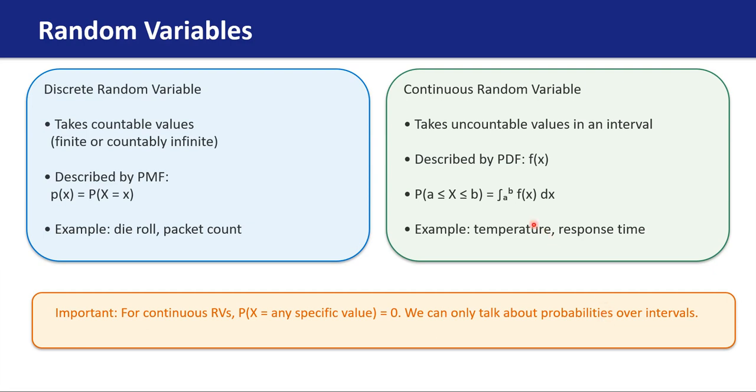Instead, P of a less than or equal to X less than or equal to b equals the area under f of x from a to b. In this case, you may ask, why is P of X equals 3.5 equal to 0? Because there are infinitely many possible values, the probability of any single point is too small to measure. We can only talk about intervals.